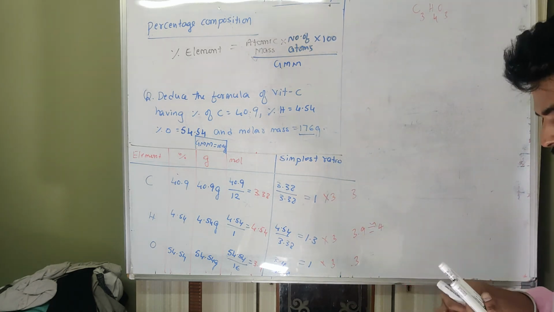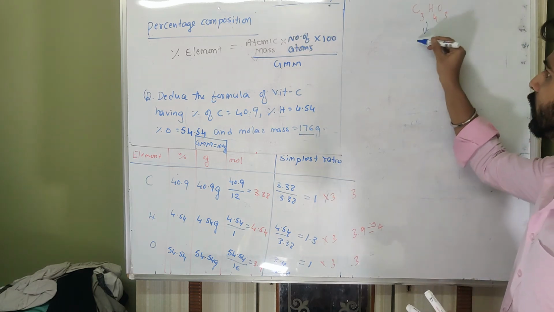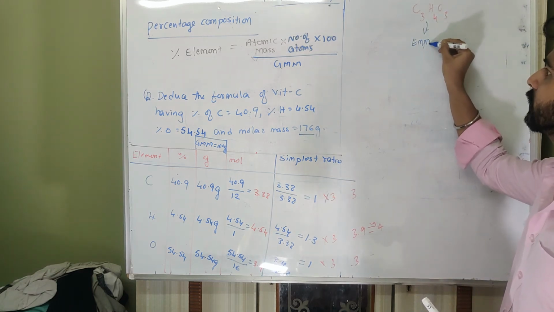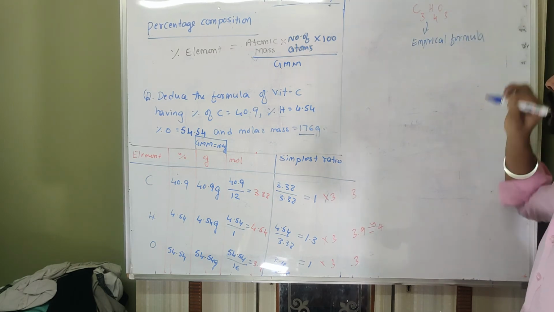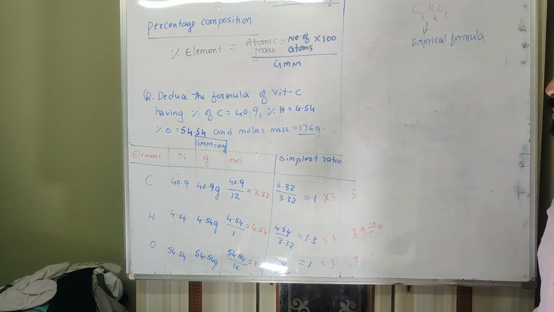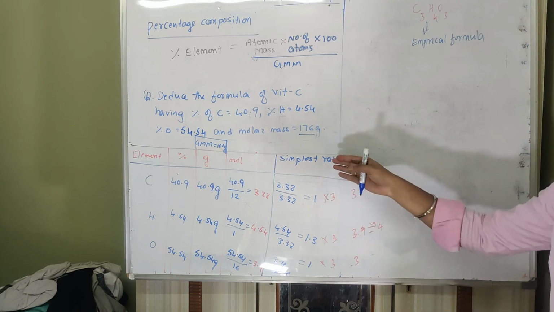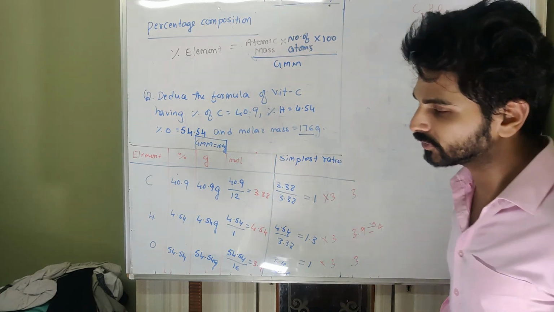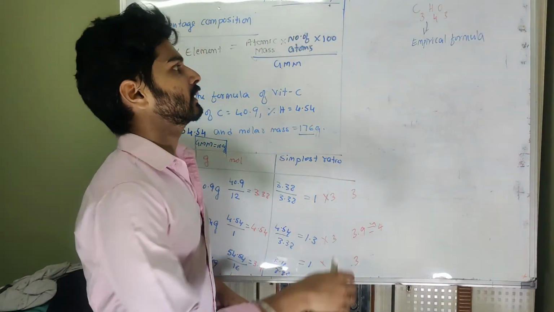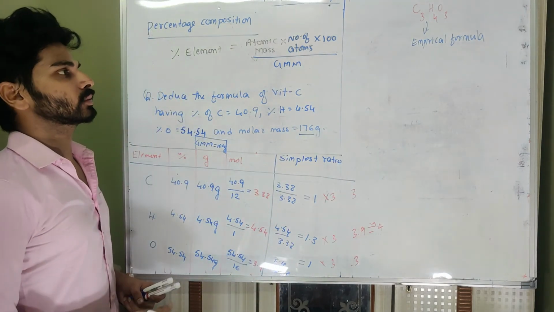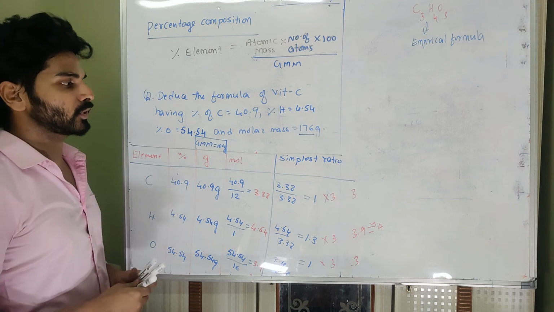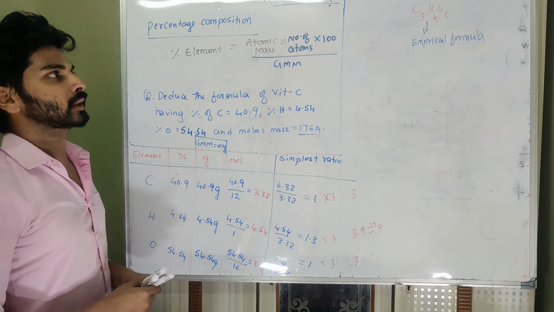So this is the minimum ratio or simplest ratio of elements in the molecule, and this is called the empirical formula. Empirical formula is nothing but the minimum ratio of atoms that must be present in a molecule. There is no practical existence of this. There is nothing like C3H4O3; vitamin C exists. So this is for theoretical purposes, we use the simplest ratio, the empirical formula.